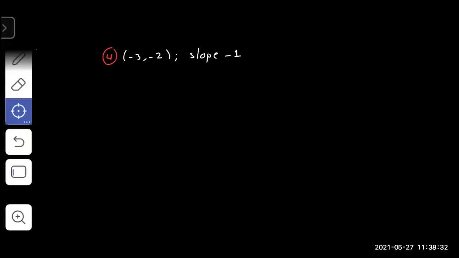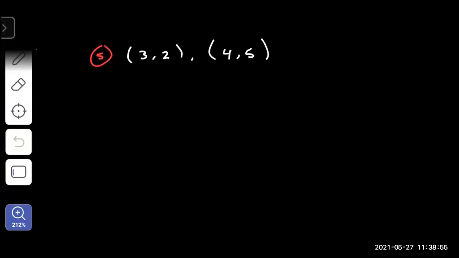If you remember in the last class, you were asked to find the equation when given this information. You know a point and you know the slope. So with this information, guys, you're completely capable of finding what the equation of the graph is. But what if I ask you this?